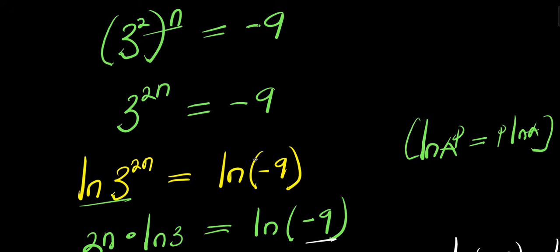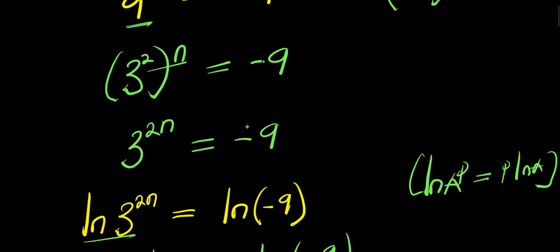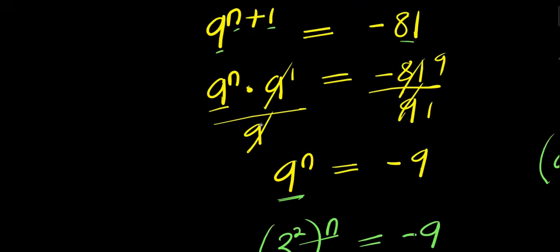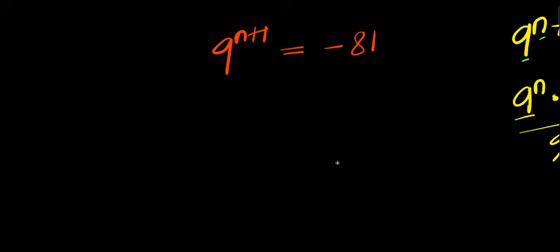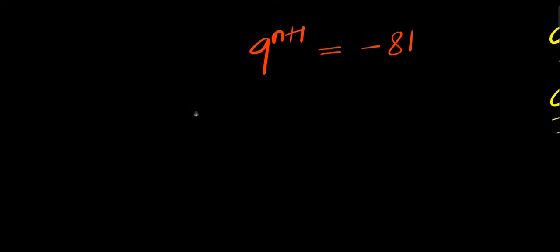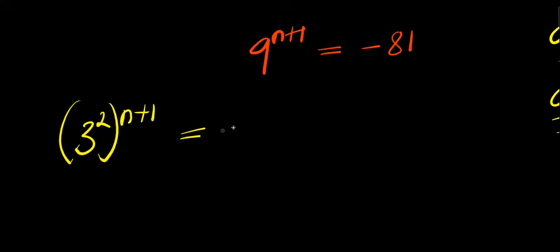Now there's another variation. Remember the complex identities? So let's consider that there's another way you can solve this. 9 power n plus 1 equals negative 81. I can simply write 9 as 3 power 2. So 3 power 2, to the power of n plus 1 equals negative 81.